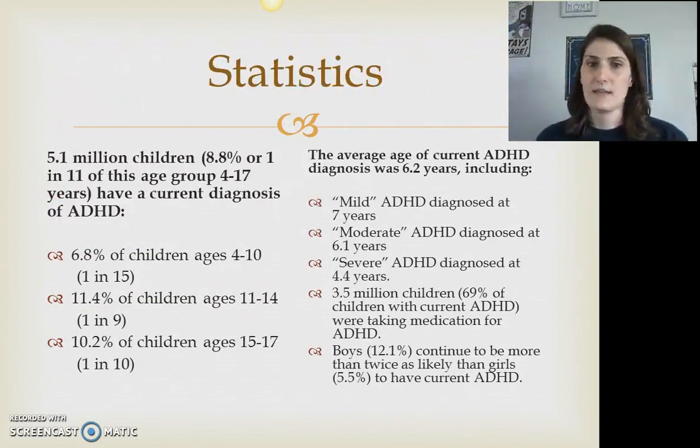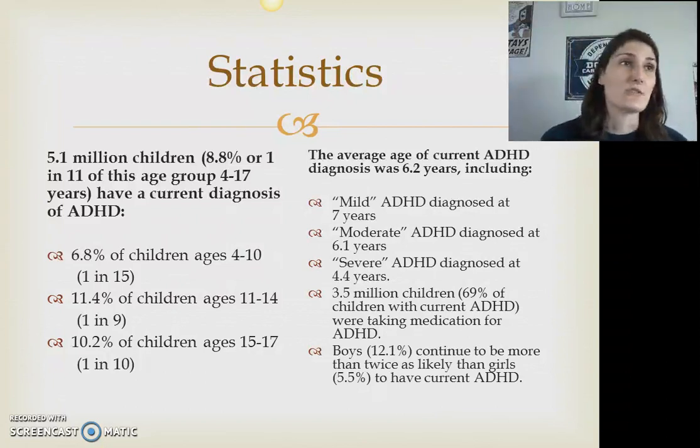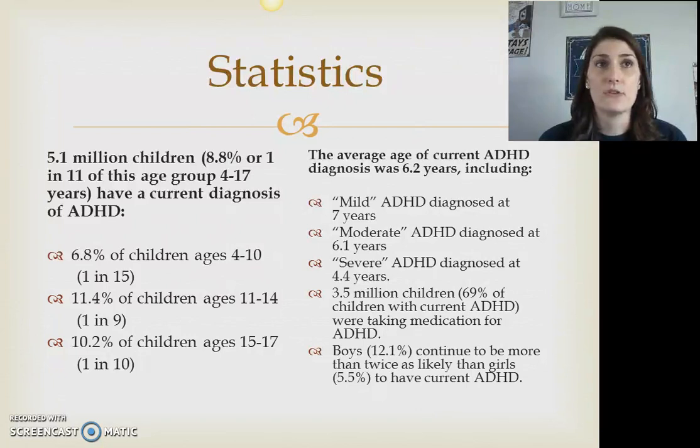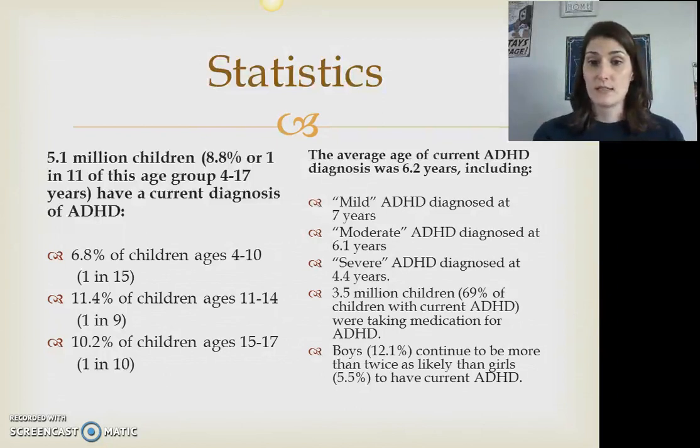So, some of the statistics. There's a lot of kids with ADHD, about 1 in 11. If you think about an average classroom of about 20 to 25 students, they're saying that at least 2 of those are most likely going to have ADHD, or you're most likely going to have a student with this diagnosis. Boys are 12.1%, more than twice as likely as girls to have an ADHD diagnosis.